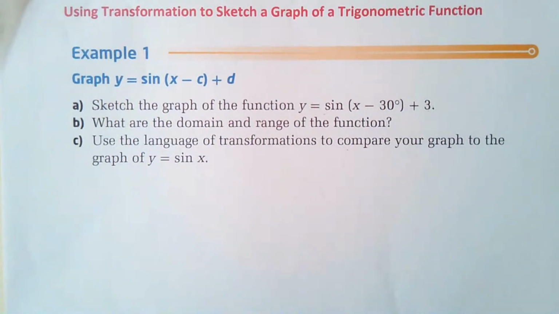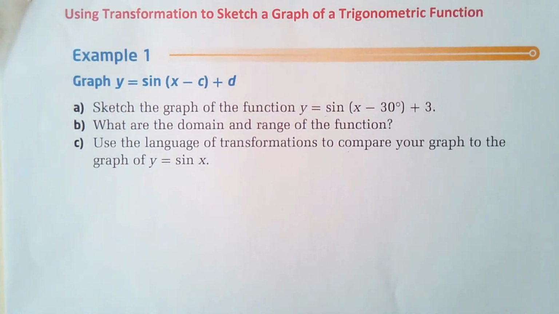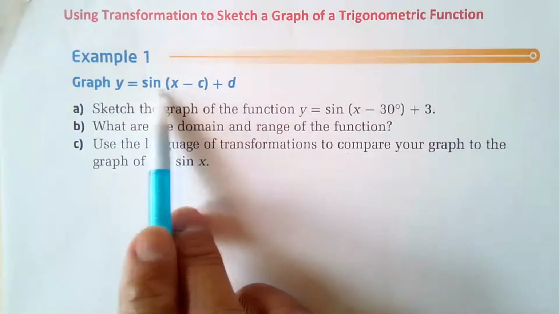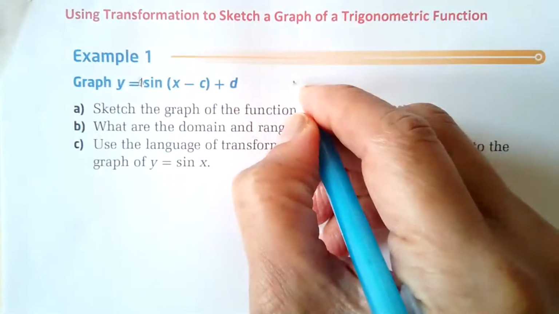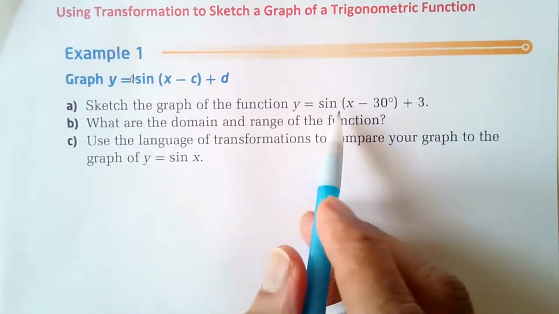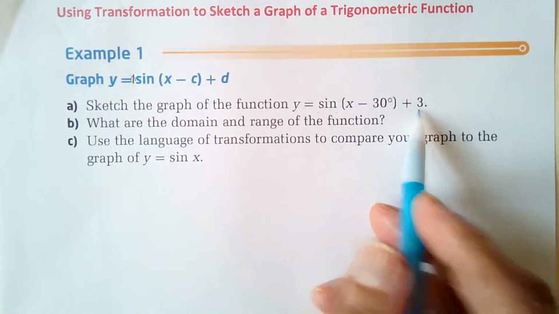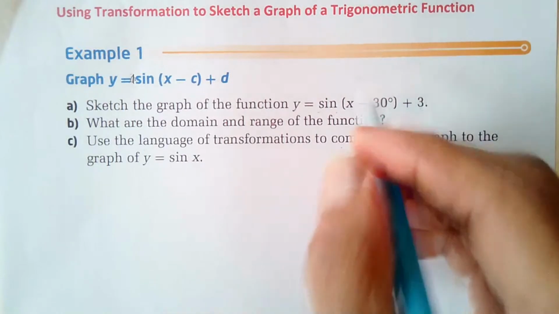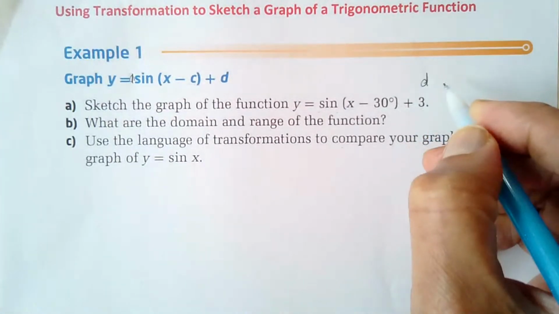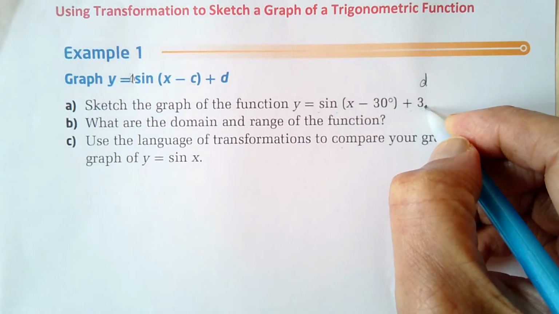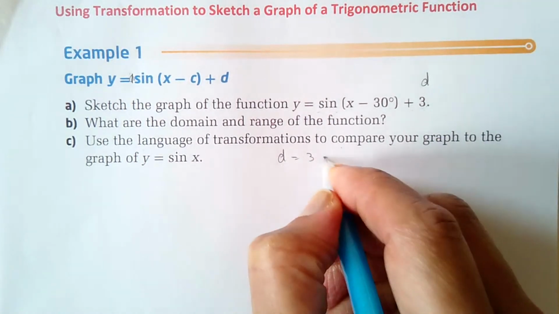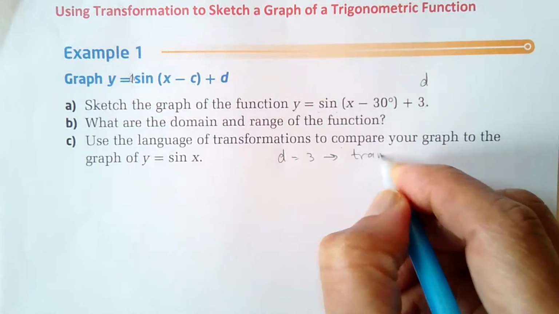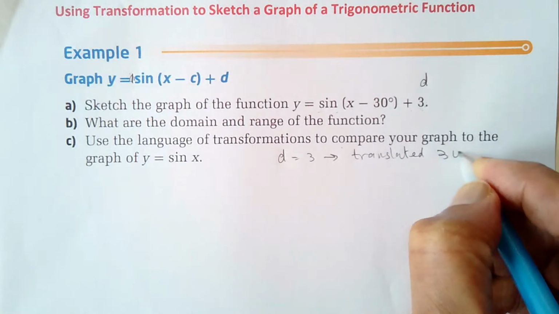The first example question we'll be looking at is using transformation to sketch a graph of a trig function. Here is a general form, y equal to, and then we have our a here. A is 1, in this case. So sketch a graph of the function y equal to sine of x minus 30 degrees plus 3. So first of all, if you look at this here, we translate it into this form here. This is your d, which is your vertical translation. So it's translated 3 units up. So d is equal to 3, which is equivalent to translated 3 units up.